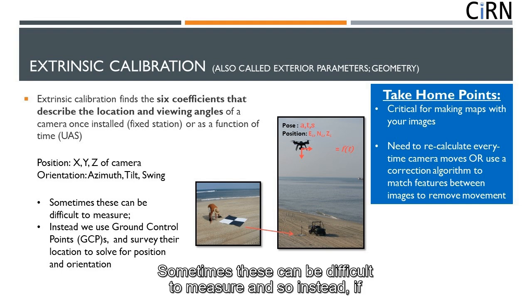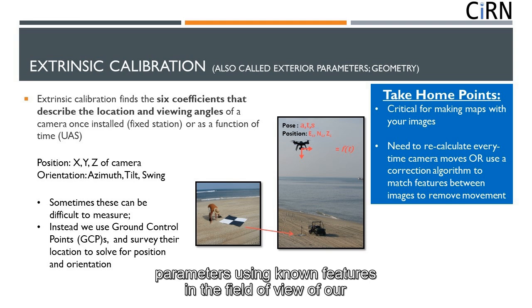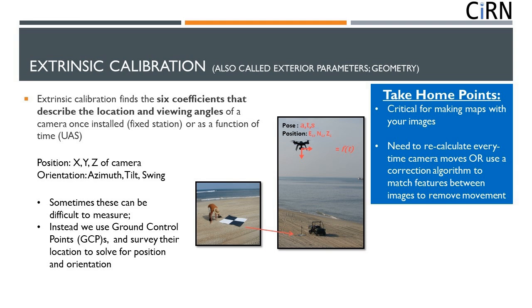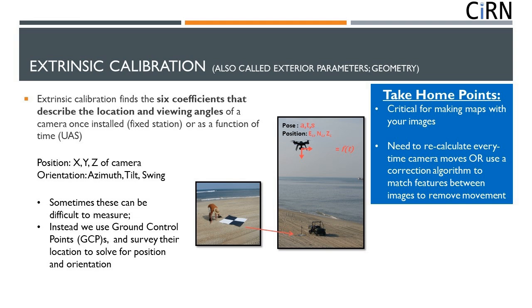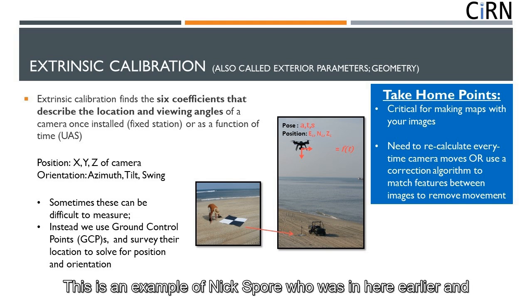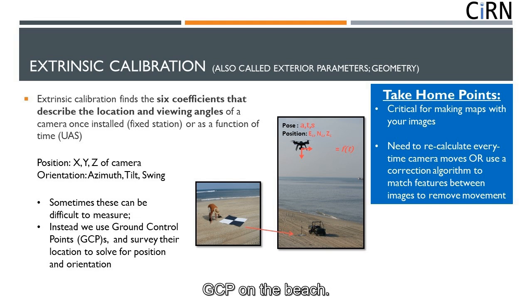Sometimes these can be difficult to measure. And so instead, when possible, we try to solve for these parameters using known features in the field of view of our camera. We call these known features ground control points, or GCPs. This is an example of Nick Spohr, who was in here earlier, and you'll all meet as part of the hands-on demo tomorrow, laying out a GCP on the beach.